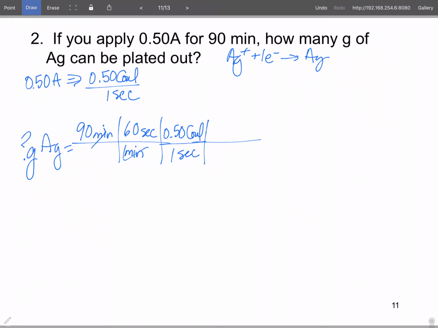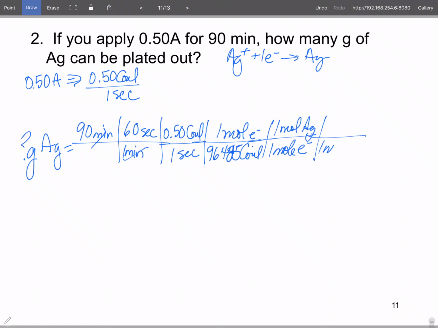And we know that we have 0.50 coulombs per 1 second, and there are 96,485 coulombs per 1 mole of electrons. Again, Faraday's constant. And we get 1 mole of electrons is needed for every 1 mole of silver. And 1 mole of silver is equal to 107.87 grams. So when we run the numbers, we get 3.018 grams of silver plating out.